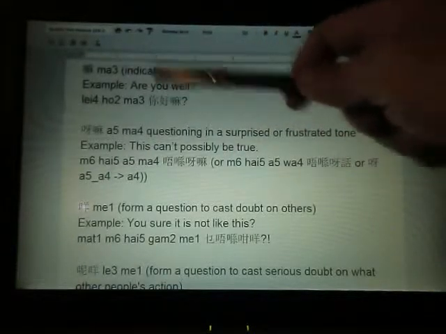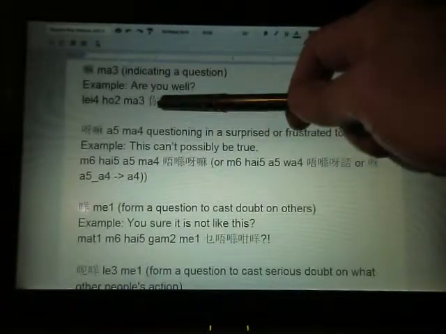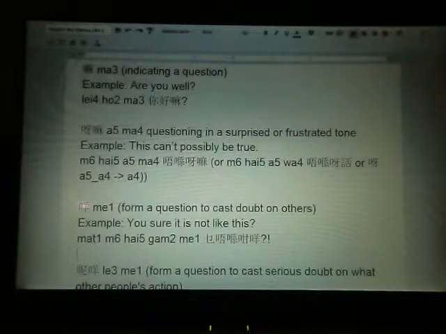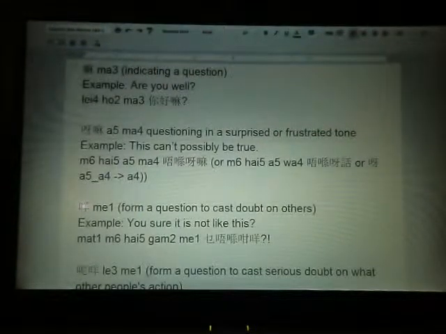你好嘛 actually indicates a question. For example, 你好 means you are well, but then you're asking the other person whether the person is well or not. So you say 你好嘛. I've already talked about this in the introduction.